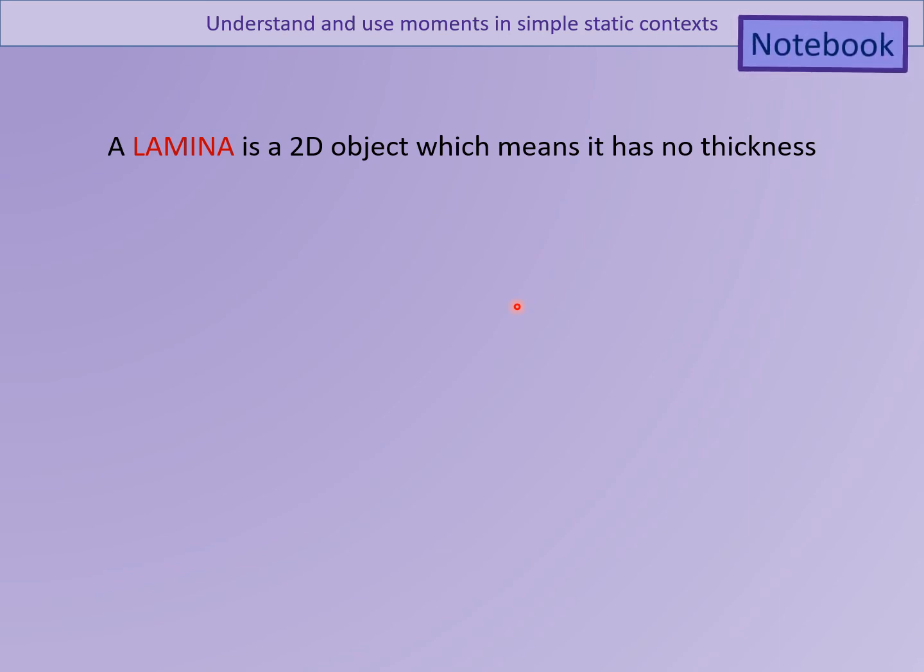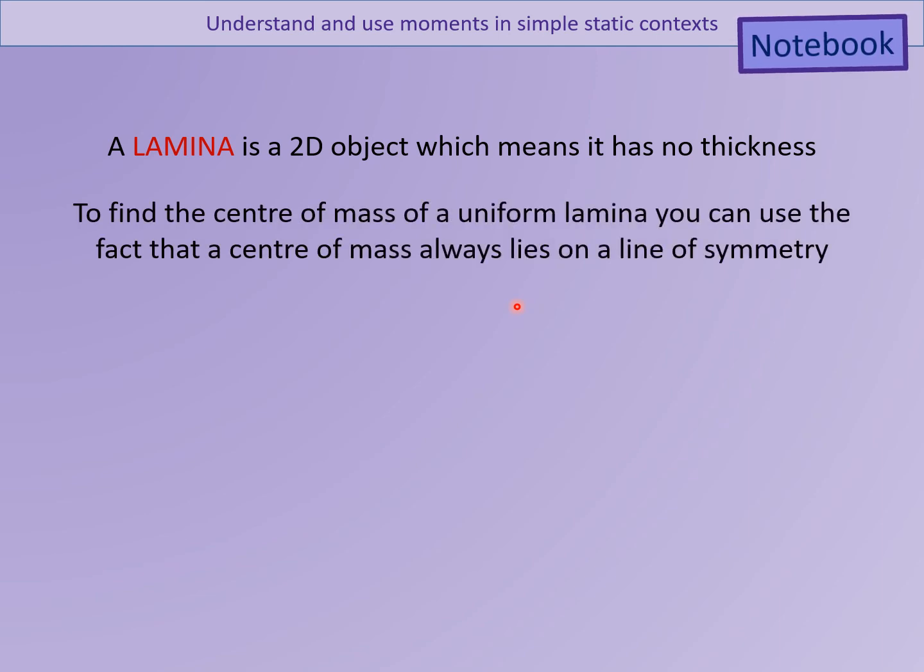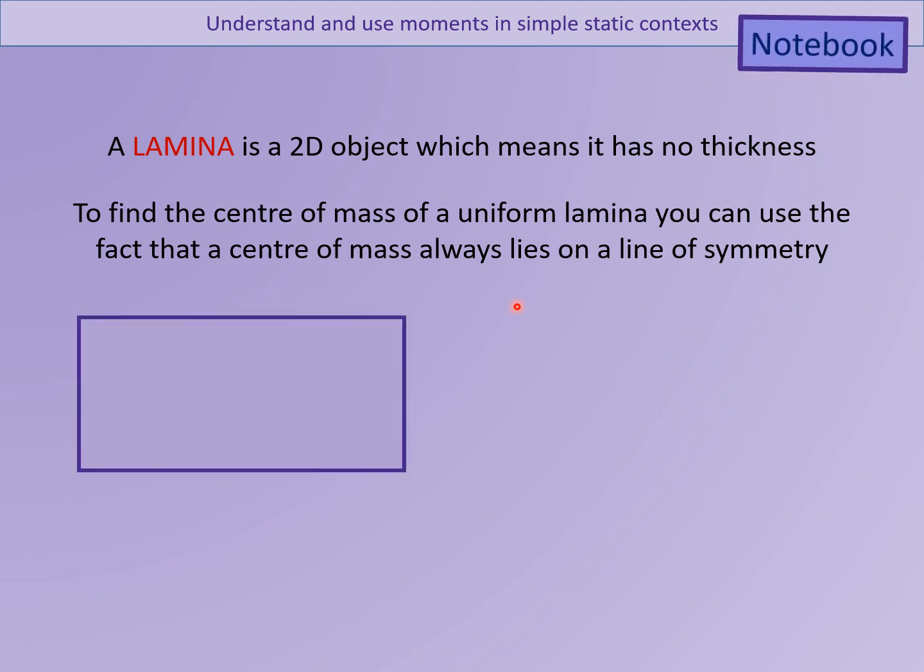Okay, so that's why we're talking about centre of mass though. Let's just talk about that first of all. So the centre of mass for a lamina, you can find it by using the lines of symmetry. Now this is more important for more complicated laminas, more complicated 2D objects, but it's worth showing you for rectangles. So you imagine you've got a rectangle like that. Where would the centre of mass be?